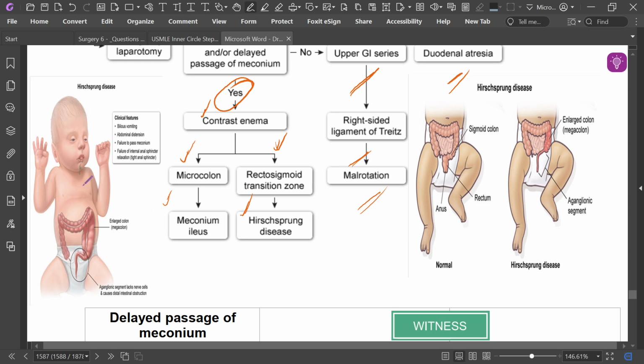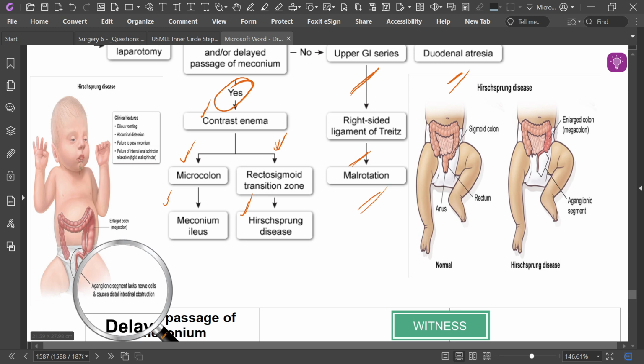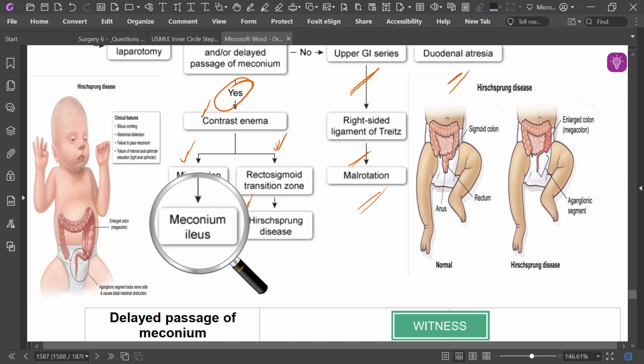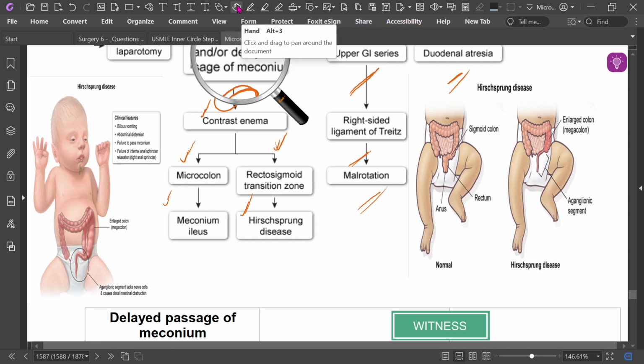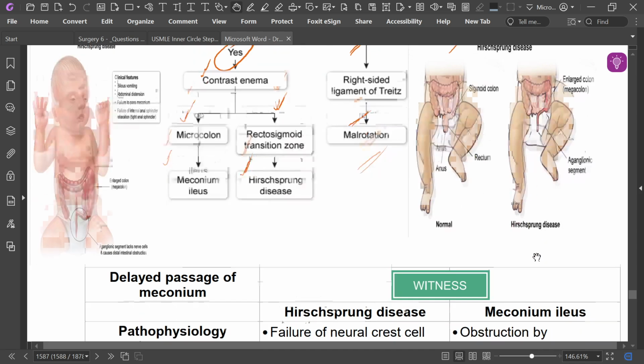This is Hirschsprung disease. The clinical features are bilious vomiting, abdominal distension, failure to pass meconium, and failure of internal anal sphincter relaxation, with a tight anal sphincter. There is megacolon; the colon is enlarged. There are aganglionic segments lacking nerves, which cause distal intestinal obstruction. Look at the sigmoid colon, rectum, and anus, which are normal, versus the enlarged colon, megacolon, and aganglionic segment.